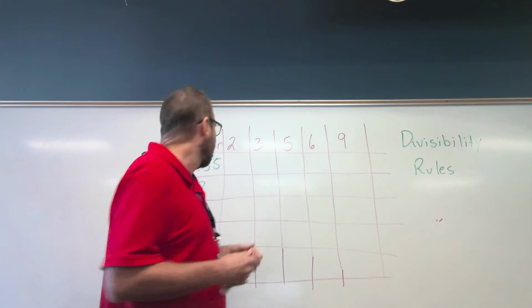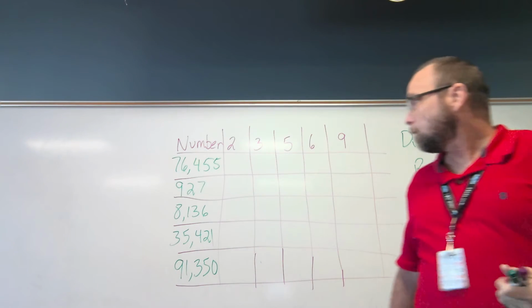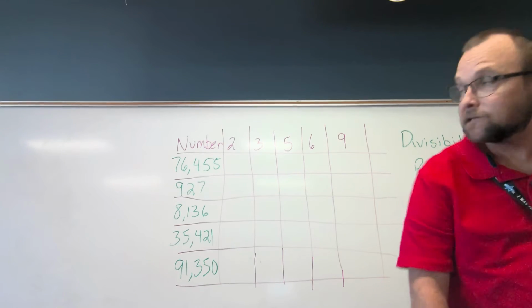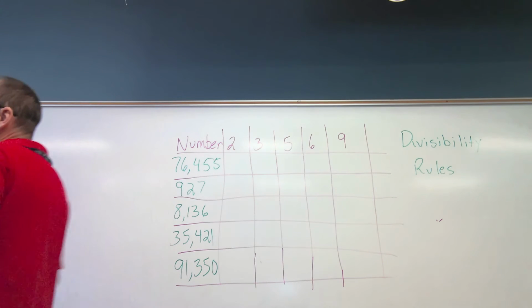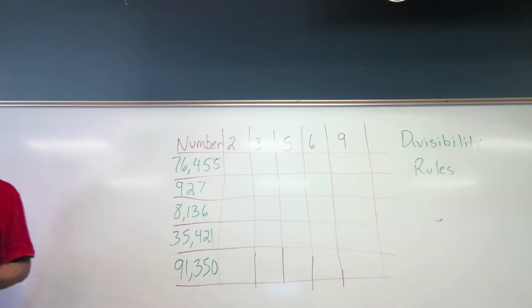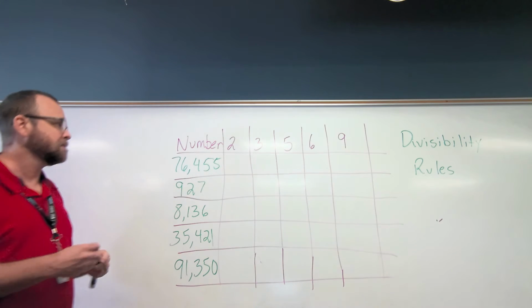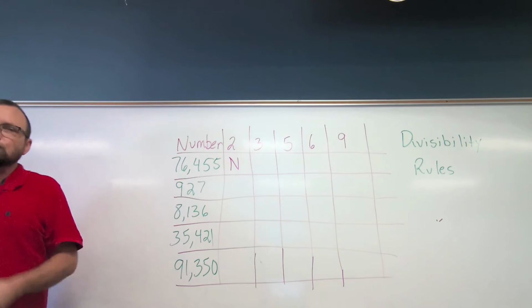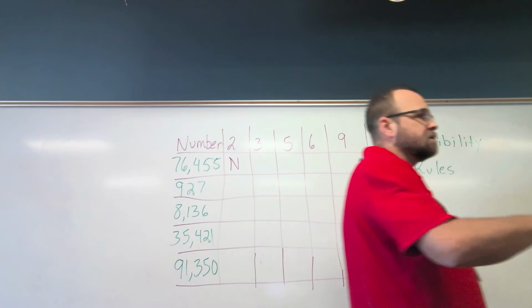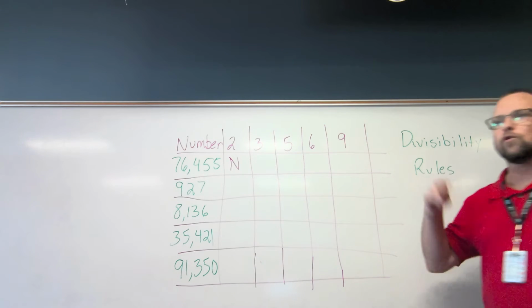All right, so let's look at these numbers we have here. First number we have is 76,455. Aiden, is 76,455 divisible by 2? Is it an even number? Does it end in a 0, 2, 4, 6, or 8? No. So it is not divisible by 2. Remember, to be divisible by 2, it has to have in the ones place a 0, 2, 4, 6, or 8.